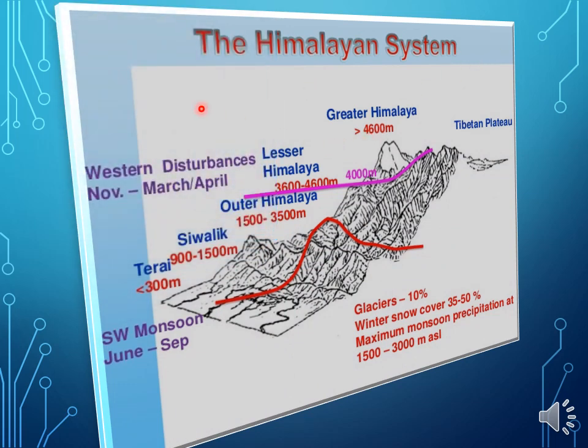Here you can see the Himalayan system. The northernmost range is the highest, more than 4,600 meters in height. Then the Lesser Himalayas, which are 3,600 to 4,600 meters in height, and the Shivaliks, which are about 900 to 3,000 meters in height. The downside portion, the Terai, is around 300 meters in height.